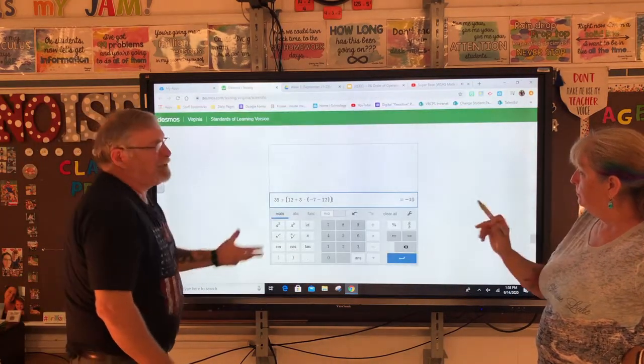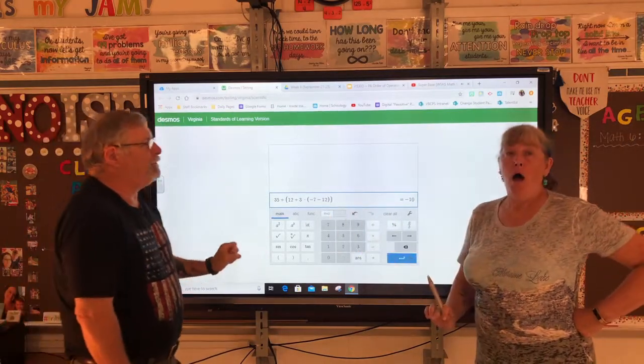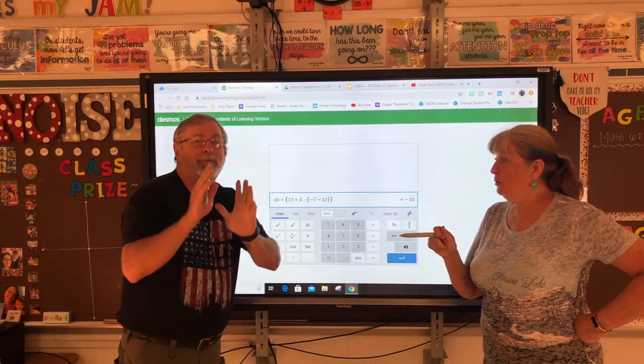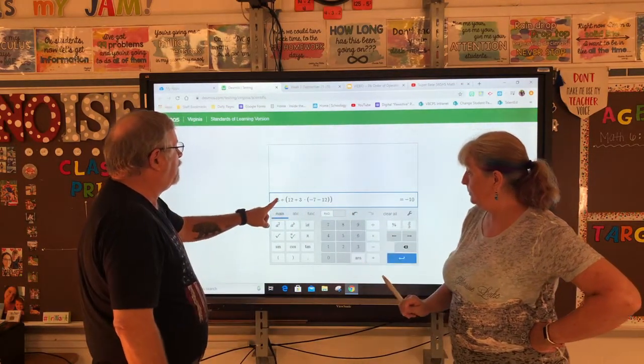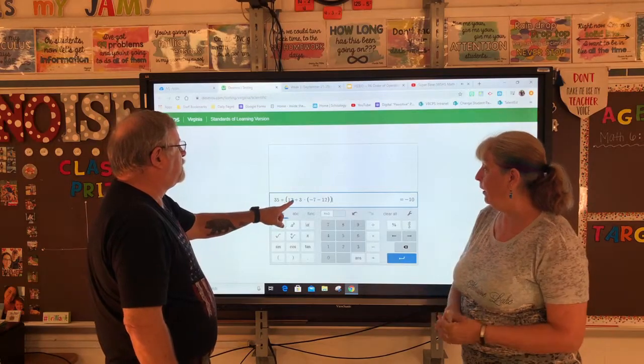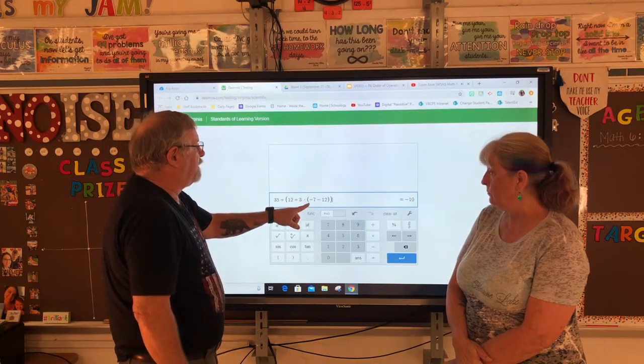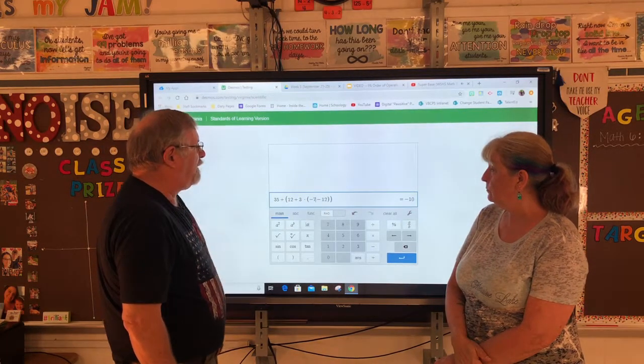So here's the Desmos Calculator. We cheated. We put it in. Well, it's not cheating. We went ahead and put it in beforehand. So here's the exact same problem: 35 plus parentheses, 13 plus 3 times parentheses, negative 7 minus 12, and so on.